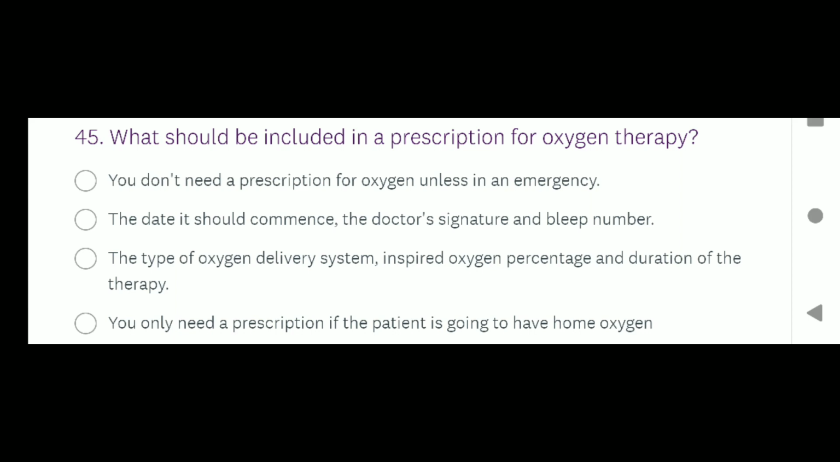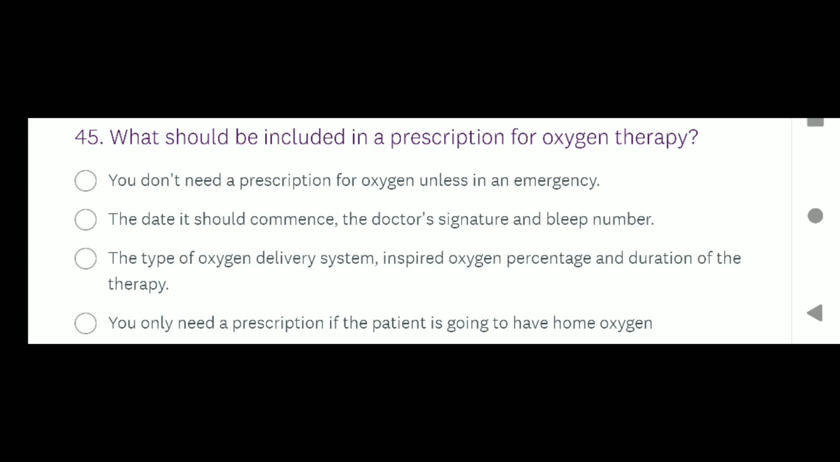Option C, the type of oxygen delivery system, inspired oxygen percentage and duration of the therapy. And option D, you only need a prescription if the patient is going to have home oxygen. So here the right answer is option C, that is, the type of oxygen delivery system, inspired oxygen percentage and duration of the therapy. So these should be included in a prescription for oxygen therapy.